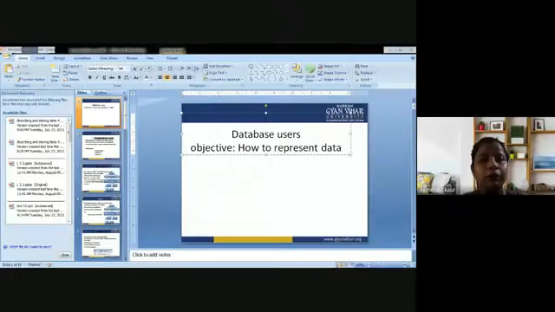We are going to discuss database users, like what representation models we are going to discuss. So our objective of today's lecture is how we are supposed to represent data with the help of various models that we are going to discuss. This is the main objective of our lecture, and in the end you will be able to determine how the data is represented and how you are supposed to structure the data.